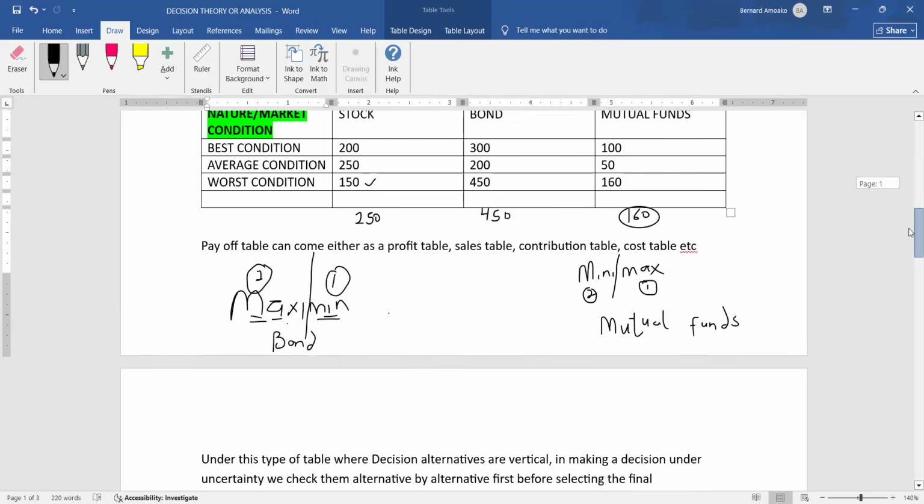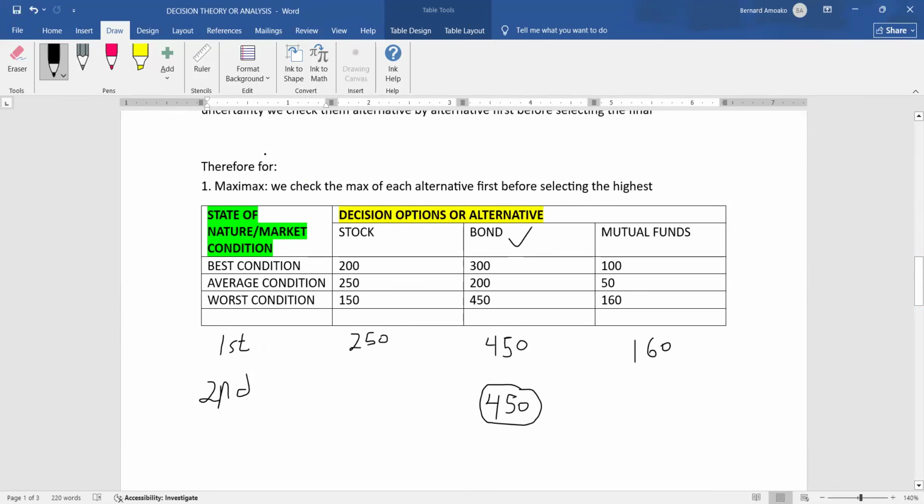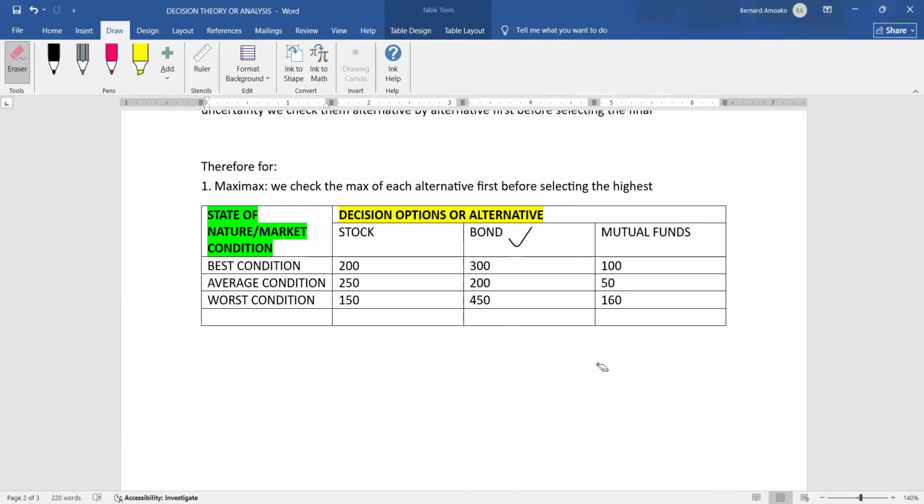Out of this payoff, please pay attention. Let me use this payoff here. It's the same payoff. Now, out of these payoffs, this is what the minimax regret criteria is. I've told you that it is different. This is how it happens.